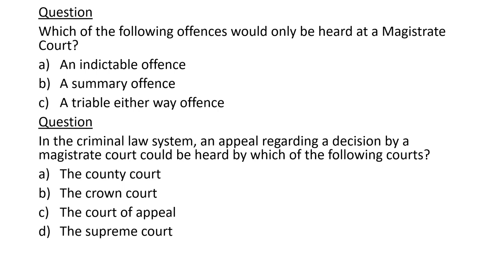So in a criminal law system, an appeal regarding a decision by a magistrate court could be heard by which of the following courts? Which of the following courts hears the appeals of decisions related to the magistrate court? It doesn't go to county court. County court is a civil court system. Civil court. Crown court, yes. The Crown Court hears all the appeals from magistrate court.